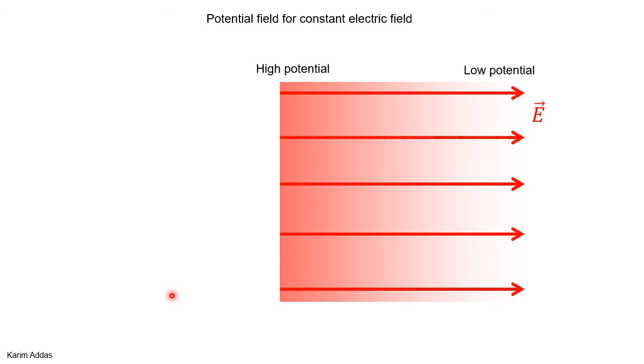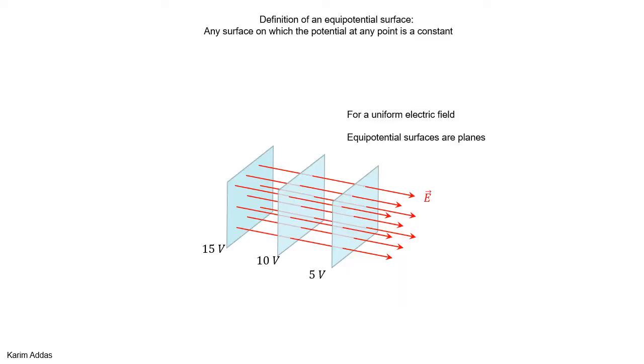So again, we get this picture where the darkness of the red color indicates the value of the potential. So the potential is large when you're at the left side, and when you go to the right, it gets lighter, gets lower potential. And as usual, the electric field always goes from a region of high potential to a region of low potential.